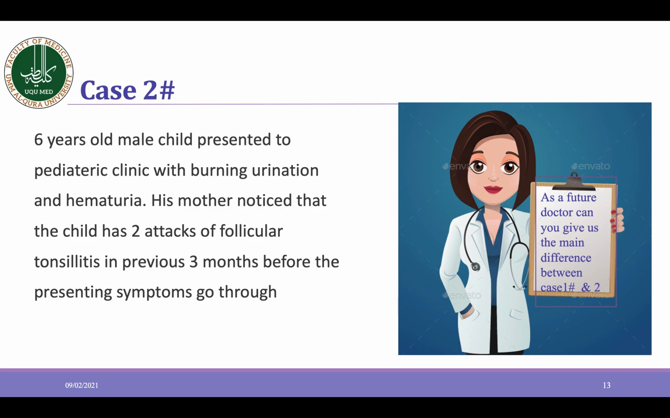Okay, let's in contrast look at this second case. We did not talk about this yet, but just read this case. A 6-year-old male child presented to the pediatric clinic with burning urination and hematuria. So parents noticed that there is a change in the color of the urine, with blood in the urine. His mother noticed that the child has had 2 attacks of follicular tonsillitis in the previous 3 months.